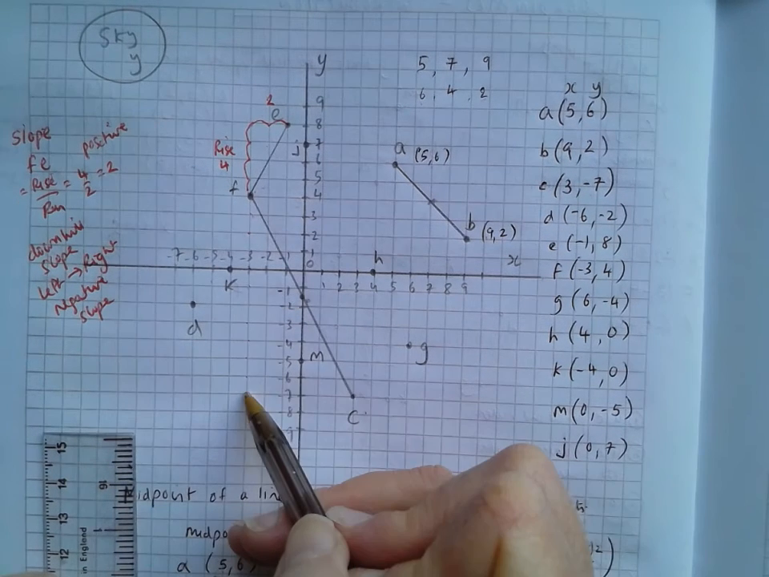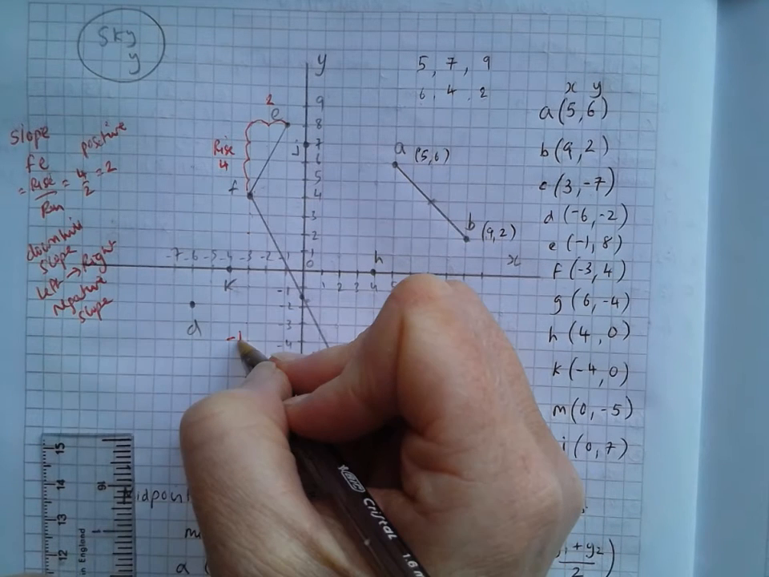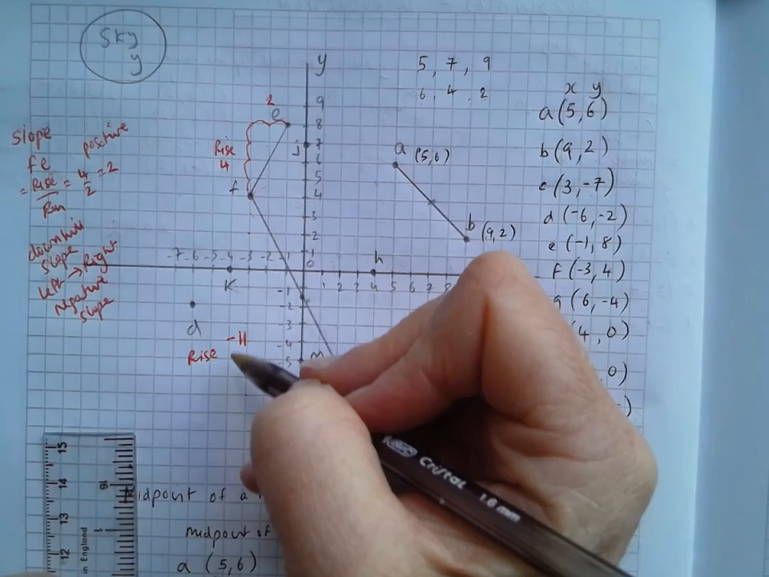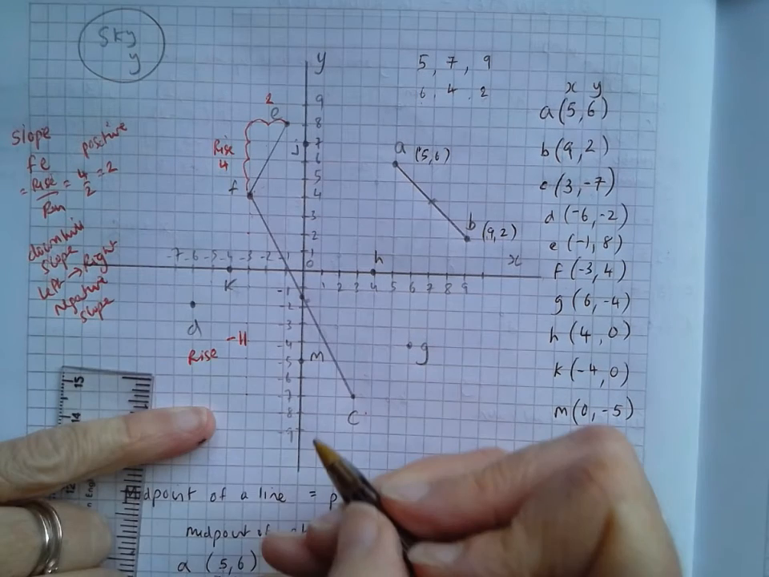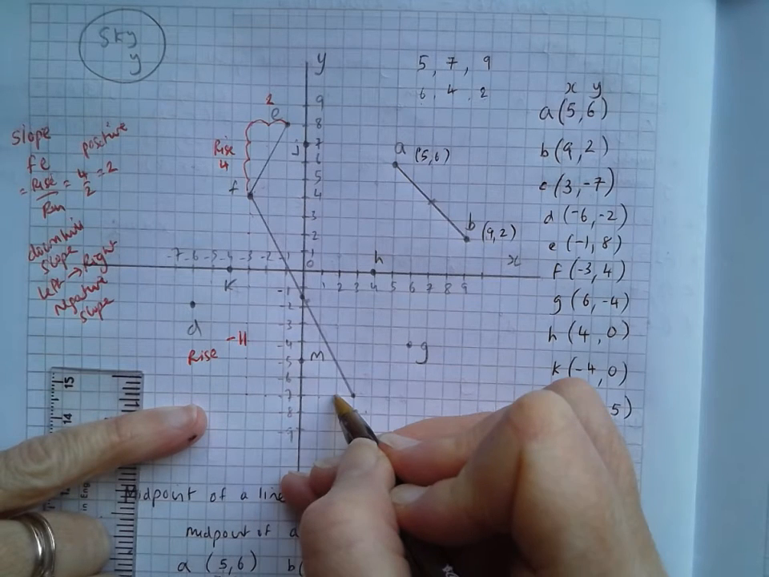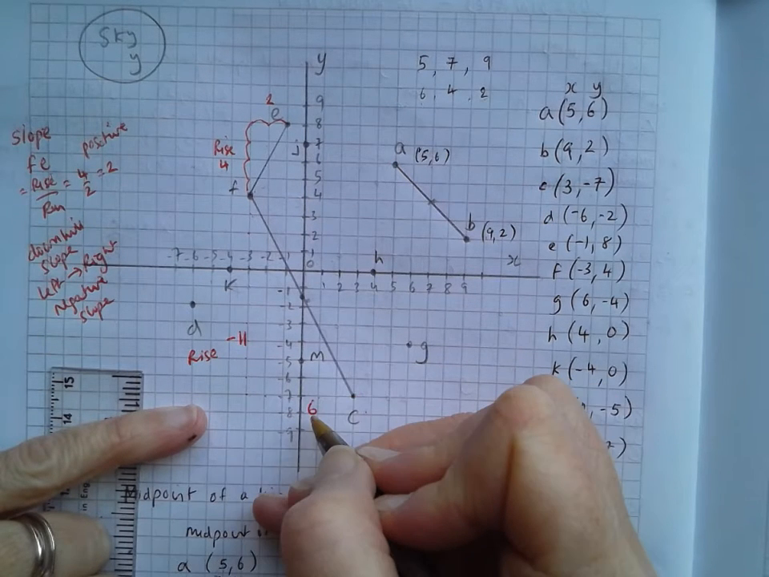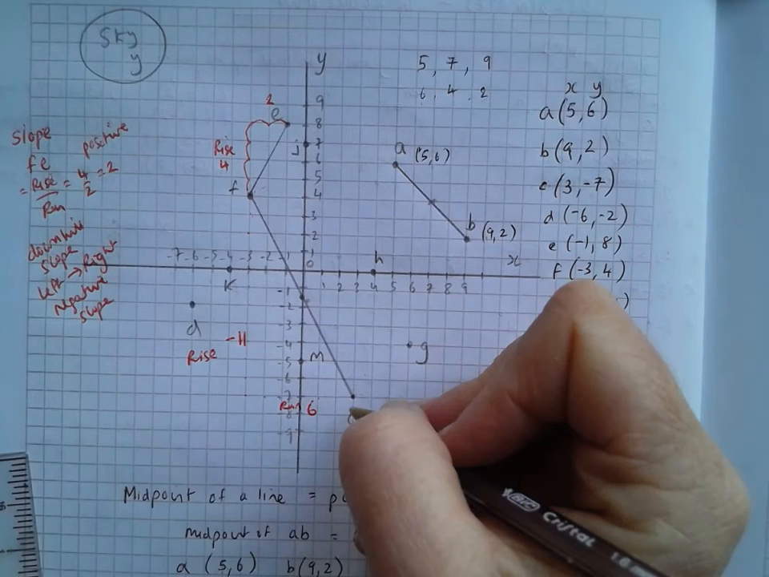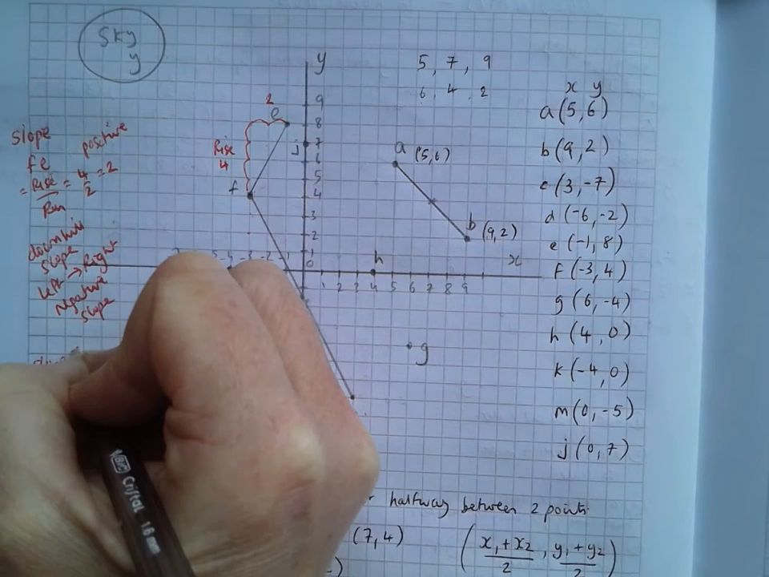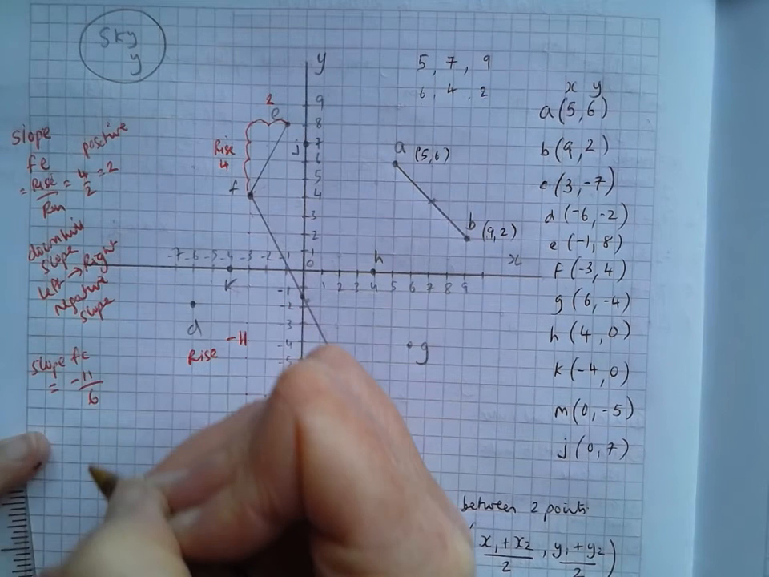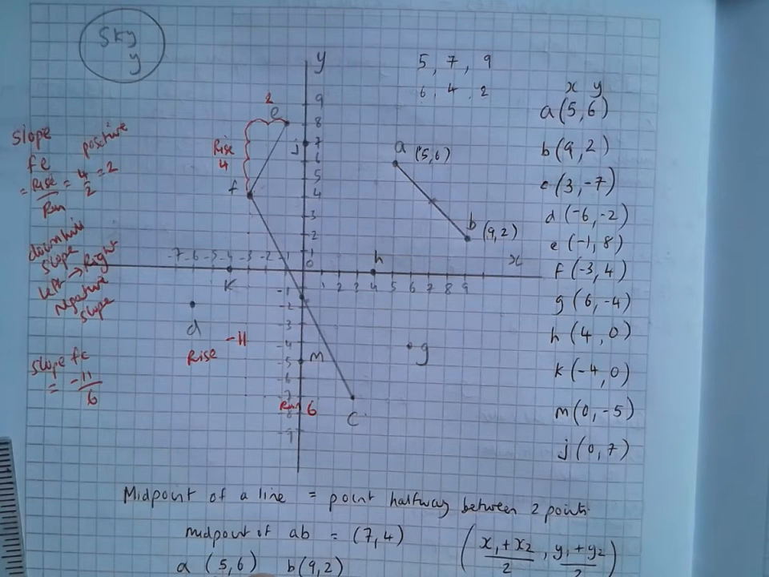So its rise, because it's going down, we use a negative. Its rise is negative 11, and its run is 1, 2, 3, 4, 5, 6. Its run is 6. So this slope FC is equal to negative 11 over 6, which is about almost negative 2. It's a very steep slope.